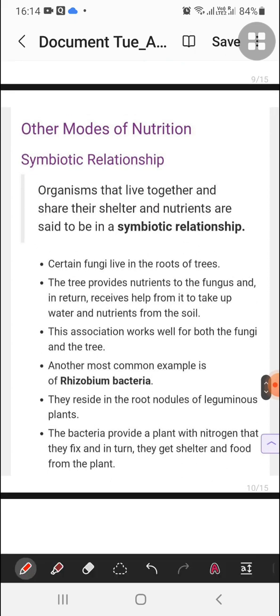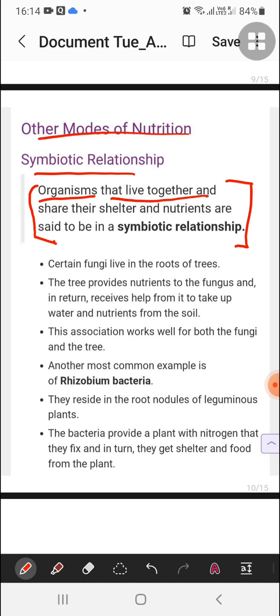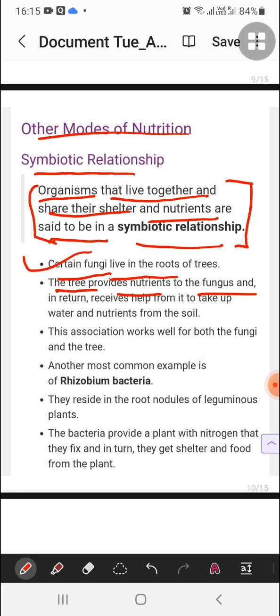Next, other modes of nutrition. First mode is symbiotic relationship. What is a symbiotic relationship? Organisms that live together and share their shelter and nutrients are said to be in a symbiotic relationship. Certain fungi live in the roots of trees. The tree provides nutrients to the fungus and in return receives help from it to take up water and nutrients from the soil. The association works well for both the fungi and the tree.